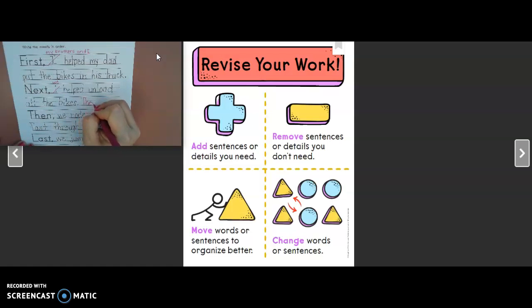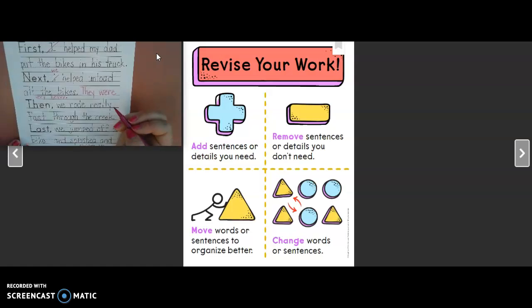They were, what if I'm going to squeeze it in. They were very heavy, with a period. So I'm adding some more detail through my story, okay?